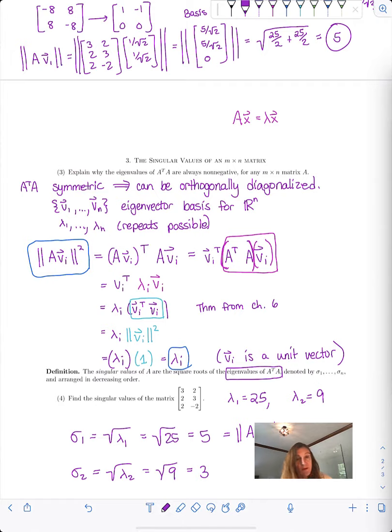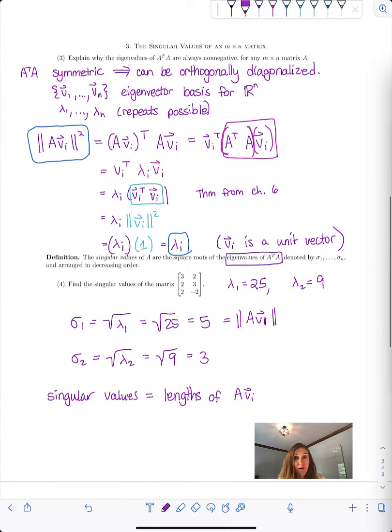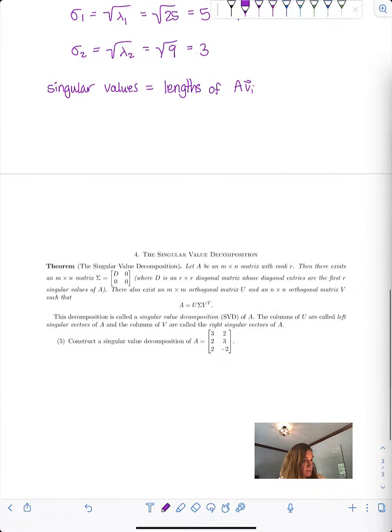And that's no coincidence. In general, the singular values are equal to the lengths of our Av_i. Okay, so the last thing we need to do is what's called the singular value decomposition.